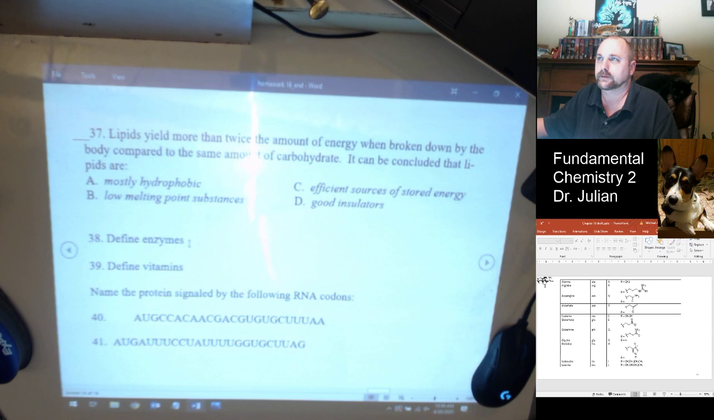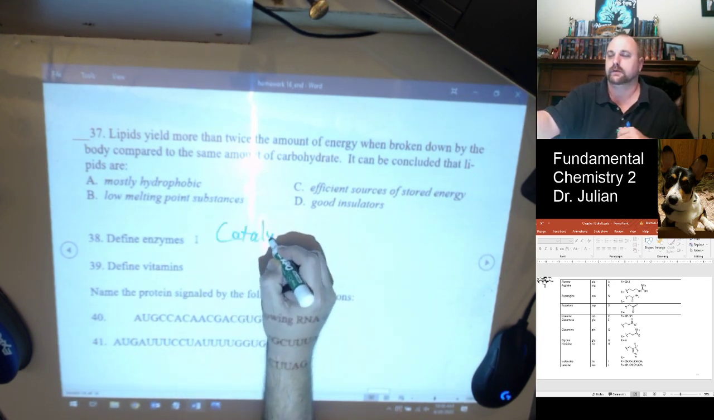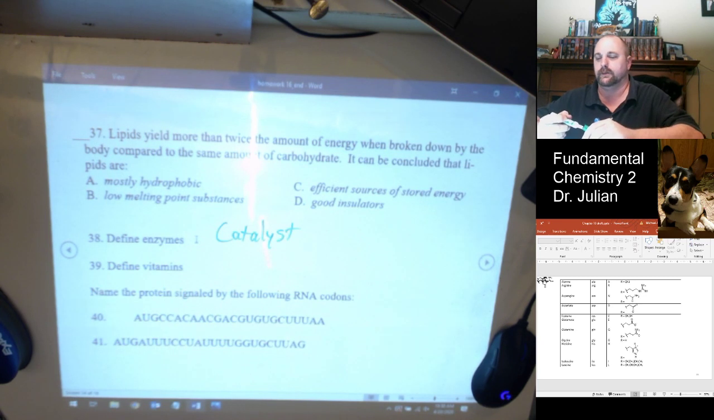Define enzymes. What role do enzymes take? Enzymes are catalysts. Catalyst is their role. Vitamins, you get uptake from the body.